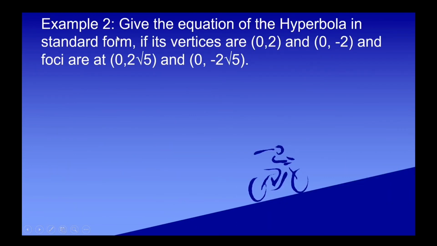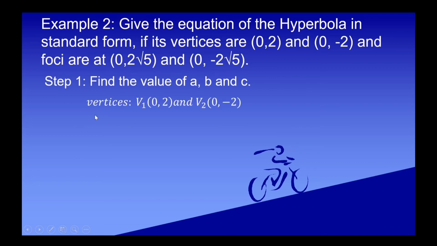For our number 2 example, give the equation of the hyperbola in its standard form. Its vertices are given, and the foci are at F1 and F2. So our step 1: find the values of a, b, and c. Given the vertices (0, 2) and (0, -2), so bring down the vertices, V1 (0, 2) and V2.